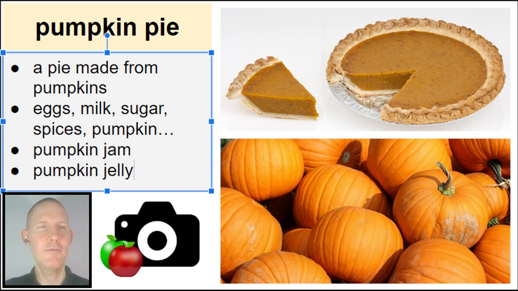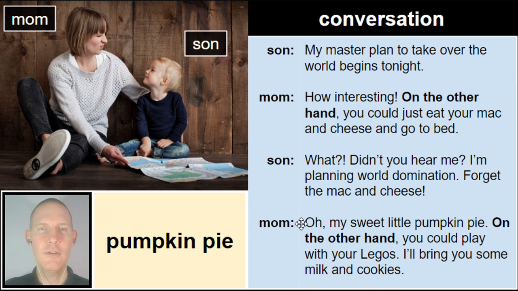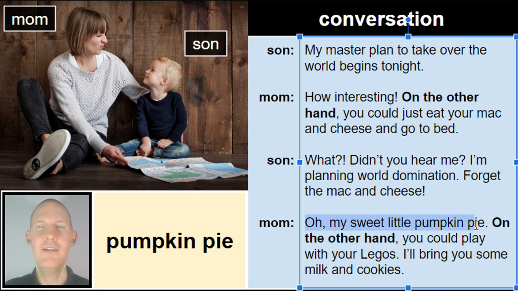So back to the conversation we go. So mom says, oh, my sweet little pumpkin pie. And most people, they like pumpkin pie, so it's a positive thing. So if she calls him a sweet little pumpkin pie, then it's not an insult. It's more of a compliment showing that I really love and I care for you. It's showing my affection. Okay, so my sweet little pumpkin pie. On the other hand, in other words, another way to look at things, you could play with your Legos.